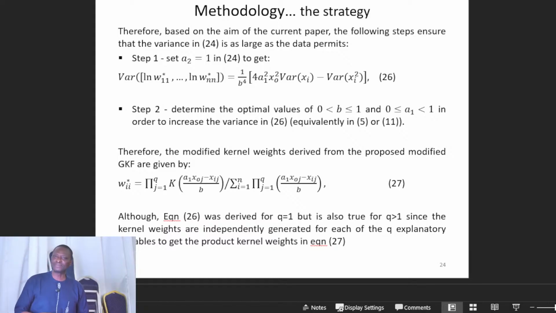Then, based on the aim of the current paper, the steps to ensure that we get a GKF that has as high variance as possible are as follows. Step 1, set A2 equal to 1. Step 2, find the optimal value of B within the range 0 to 1, and A1 between 0 and 1 too, in order to increase the variance of the existing one.